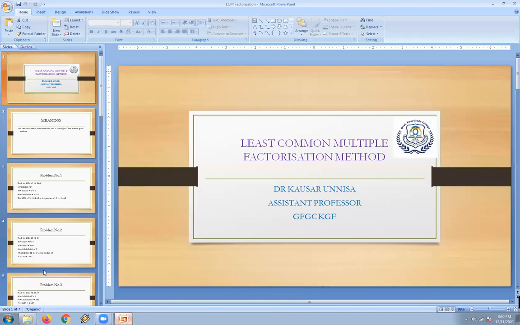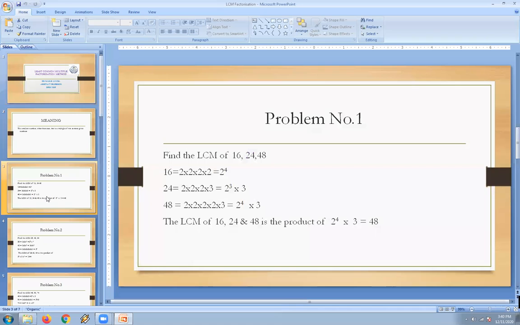Let us go for the next method, that is the factorization method. Let us see how to calculate the LCM under the factorization method. The factorization method itself indicates that you need to calculate factors. Here there is a question: find the LCM of 16, 24 and 48. What should we do? We should calculate separately. How did we do it for HCF?